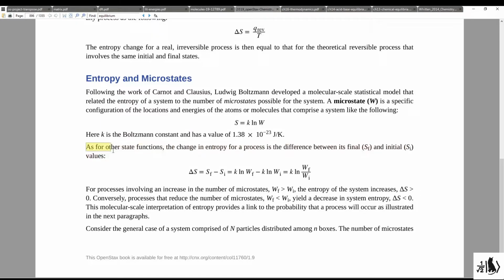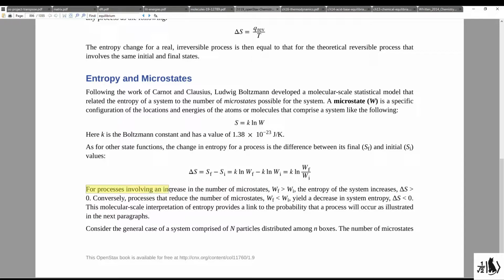As for the other state functions, the change in entropy for a process is the difference between the final state and the initial state. And so down below we see that delta S is simply the entropy of the final state minus the entropy of the initial state. But we've defined S up above as being the Boltzmann constant times the natural log of W, W being the microstate, so we can substitute those in. By looking at our log identities, we can realize that this equation right here is equivalent to this one on the right, where k times the natural log of W_f, the microstates in the final state, divided by W_i, the microstates in the initial state.